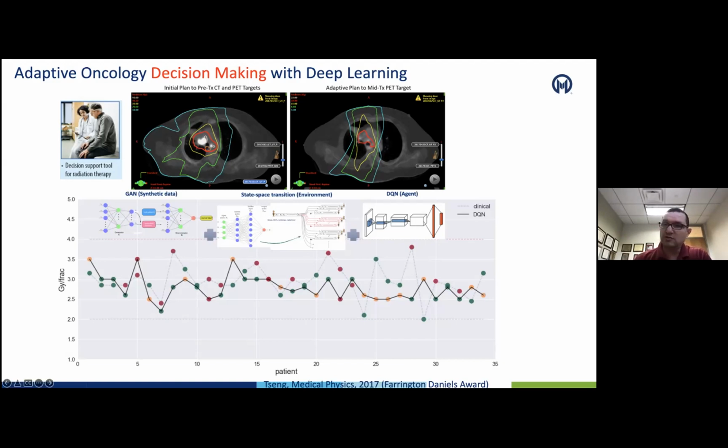And you can see the computer prediction that's in solid line and the original clinical decision that were made in terms of modification. They more or less agree in terms of performance. Green meaning there is an improvement, whether it's local control or reduction in toxicity. Red, there is actually a risk, and orange, there is no change.